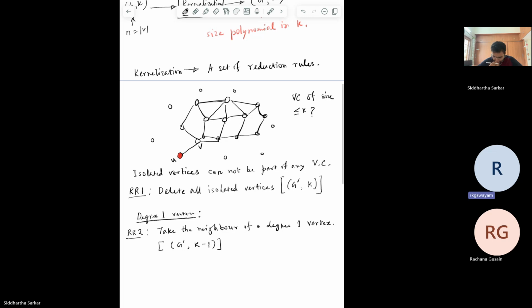I have something to say here: instead of reducing the budget by one, it will get reduced by some even quantity, because there would always be an even number of vertices having odd degree. So what is the meaning of budget? Budget means how many vertices you can include in your vertex cover. Initially you had the budget of k, that you had the liberty to pick at most k vertices. Now after doing this reduction step, you have taken one of the vertices in your vertex cover. Which is that vertex? The neighbor of U.